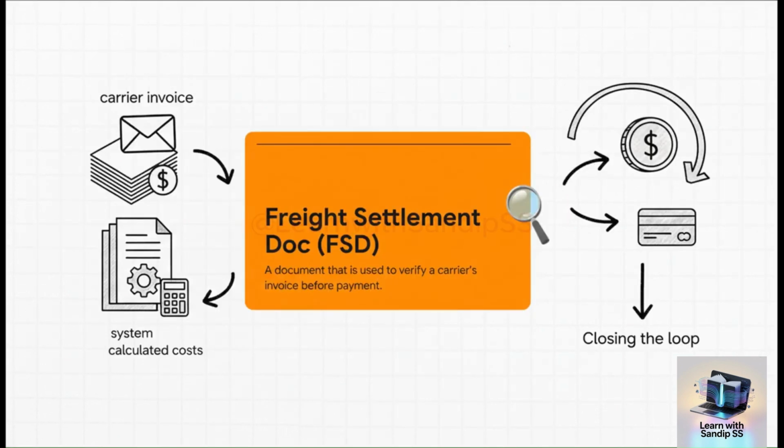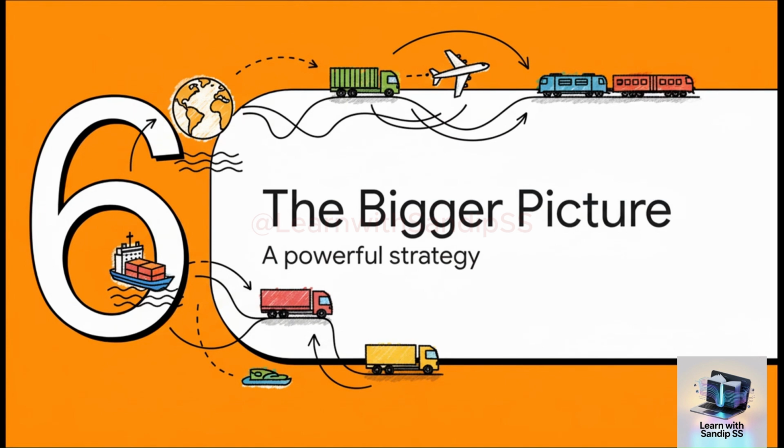So then, when the carrier eventually sends in their invoice, the final step is to create what's called a freight settlement document, or FSD. This is super important. It basically just compares the carrier's invoice to the cost that our system already calculated. As long as everything matches up, it triggers the payment, and that closes the loop on the entire transaction. Simple as that.